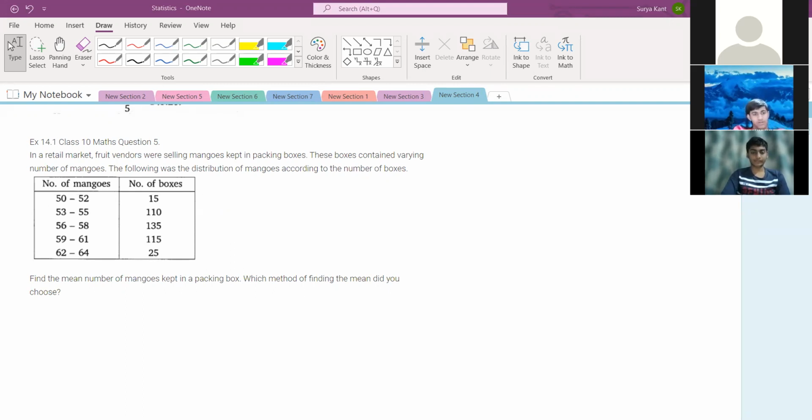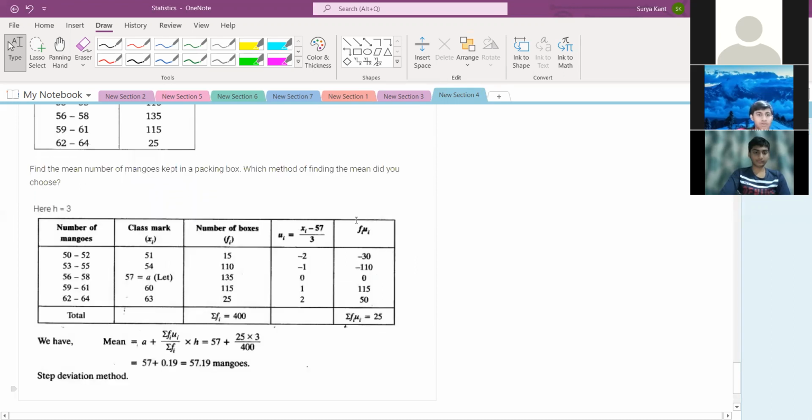Here, what is the value of h, Praharshan, in this? What is the value of h? What is h over here? Difference between the class interval, right? Sir, like Xi. The Xi, right?